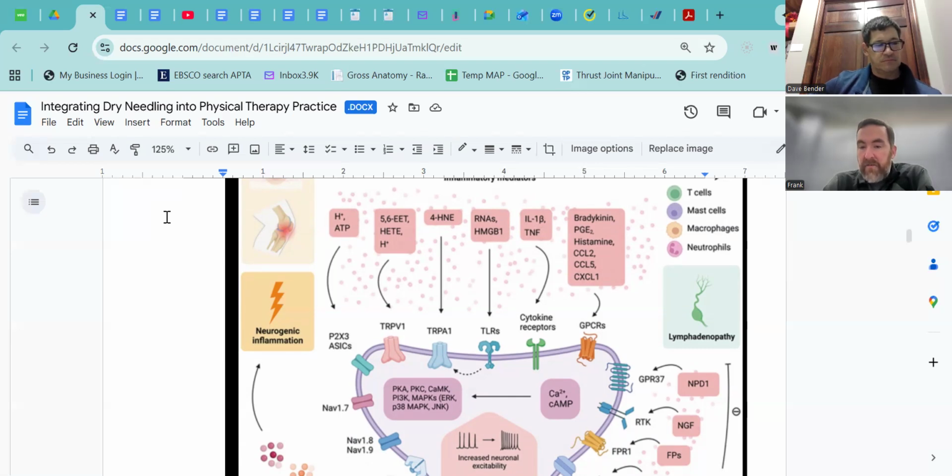Lots of cells are involved with this cascade: T cells, macrophages, mast cells, neutrophils. You get some lymphadenopathy, and then the end result is neurogenic inflammation that can kick in as well.